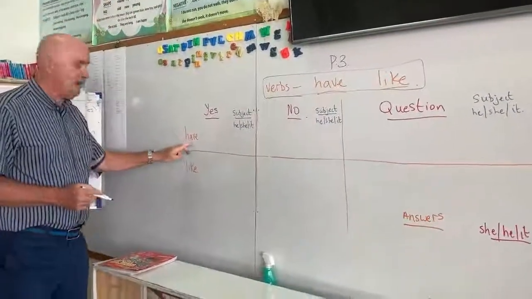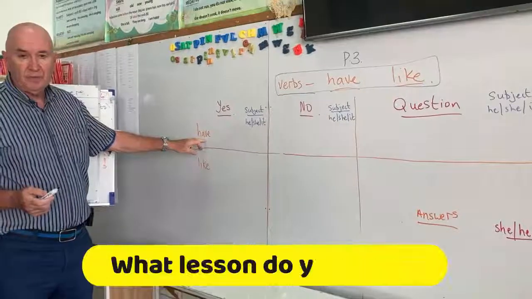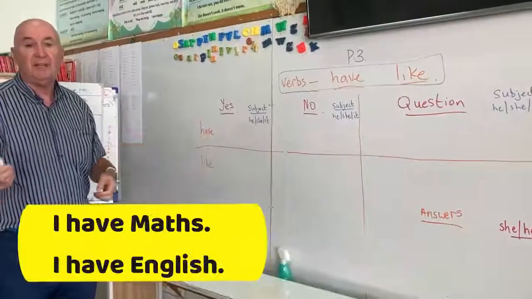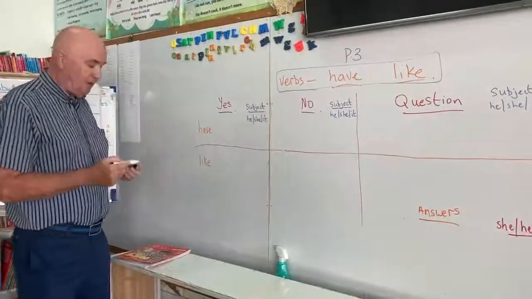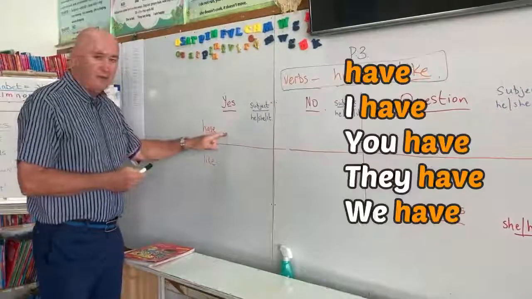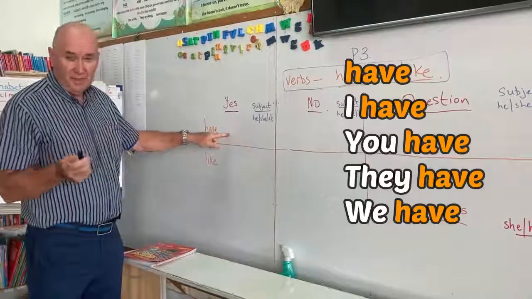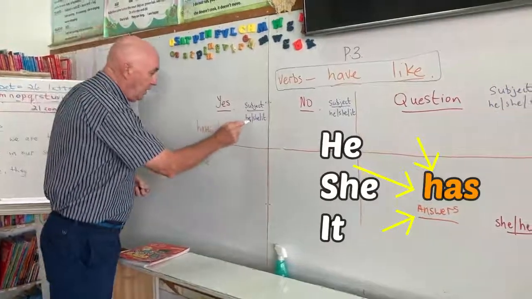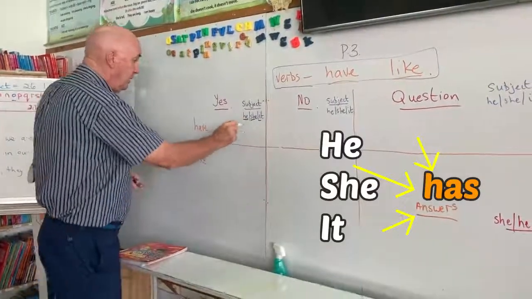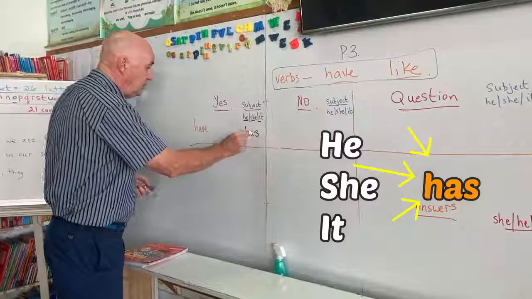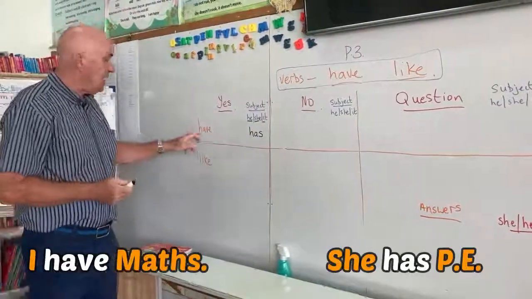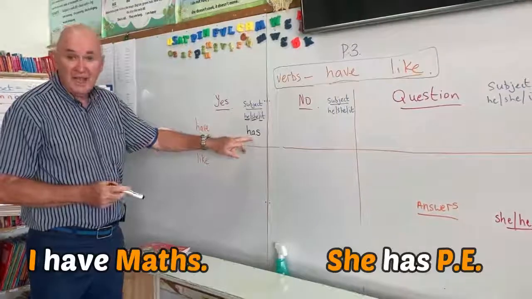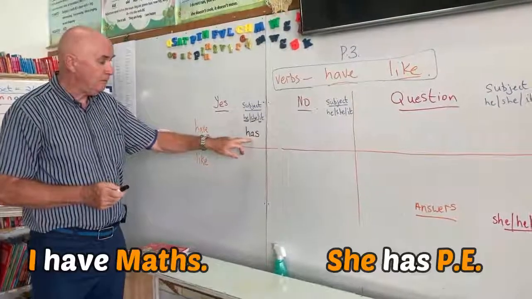So let's look at it. First of all, we take our verb have. What lesson do you have? I have maths, I have English. Most of the time, we just say have. I have, you have, they have, we have. But if we're talking about one person or one thing, we use has. So it would be I have maths, she has PE.